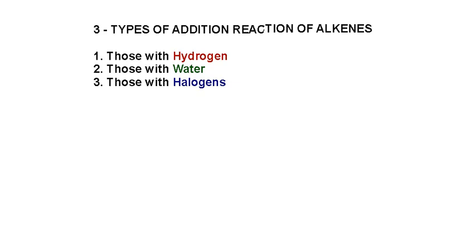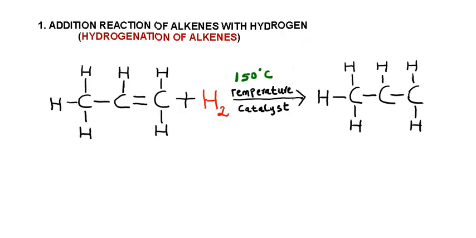Now, we are looking at 3 types of addition reaction of alkene. The first one is those with hydrogen. The second one is what? Those with water. And the third one is those with halogens. Now, let's take the first one, which is those with hydrogen. Now, we have it here, addition reaction of alkenes with hydrogen.